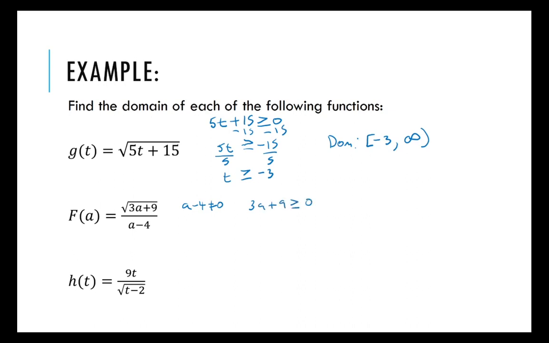Those two things have to be true. So a cannot equal 4, add 4 to both sides. Then 3a plus 9, solve it, minus 9 minus 9. 3a is greater than or equal to negative 9. If I divide by 3, divide by 3, a is greater than or equal to negative 3.